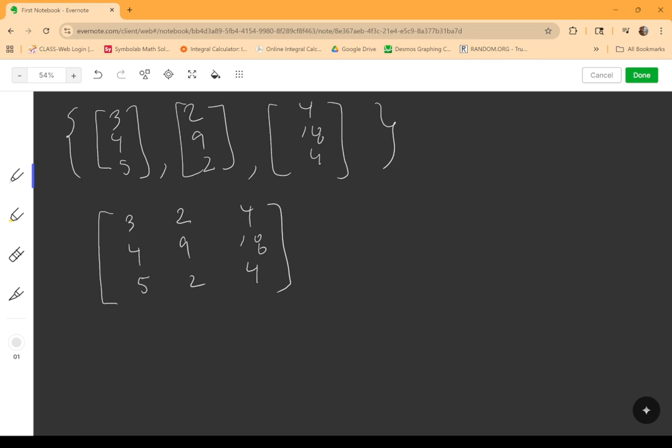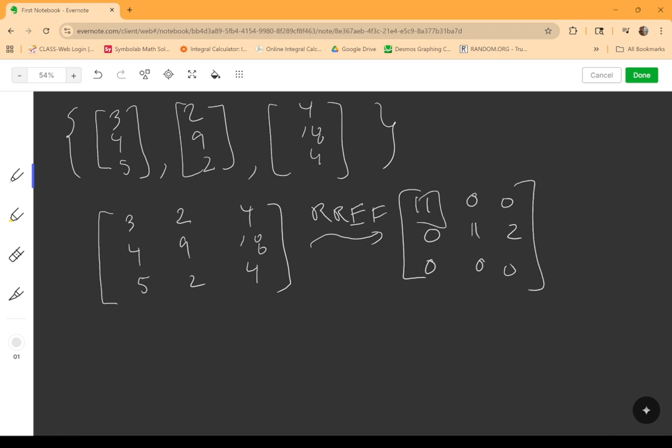I reduce to row echelon form, so I perform my row operations, and I come down to this matrix here: 1, 0, 0, 0, 1, 2, 0, 0, 0. So we have a matrix with 2 pivot columns, and we have three variables, which correspond to our alpha 1, alpha 2, alpha 3. So it's a consistent system. We knew that from the start, because it is a homogeneous system.